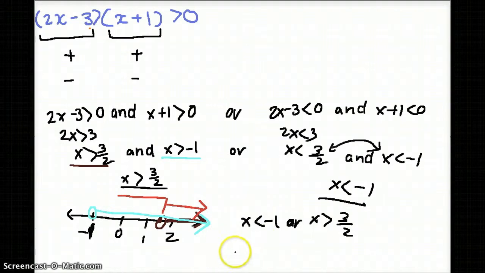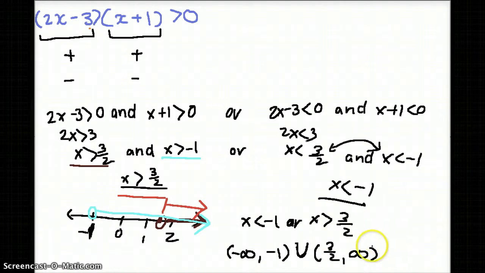And we can write that another way. We can write this as (−∞, −1) union, this U, which basically means or, (3/2, ∞). So either way is the answer. Okay, moving on to the next question.